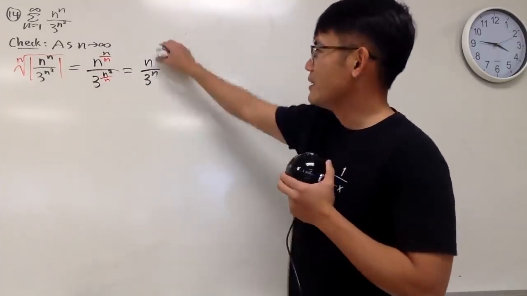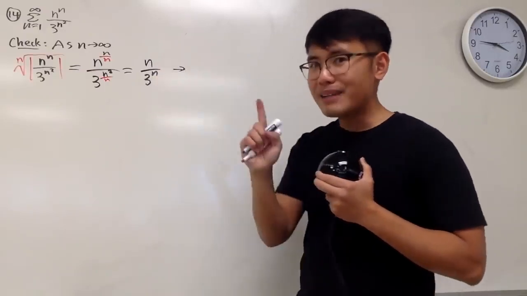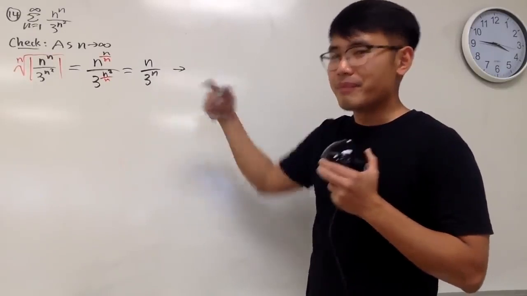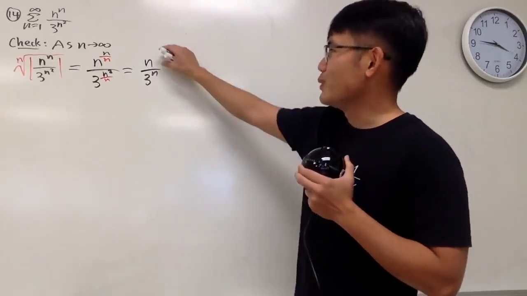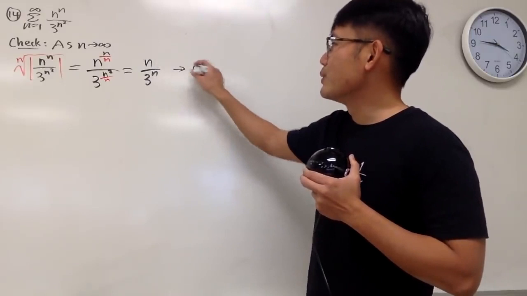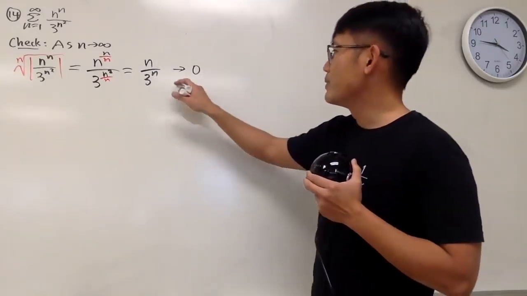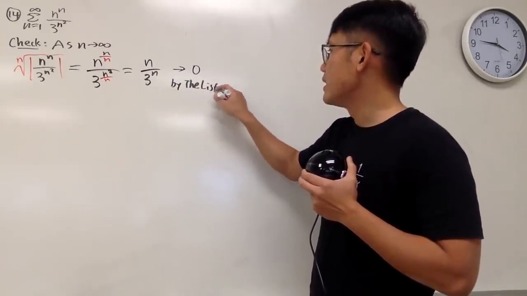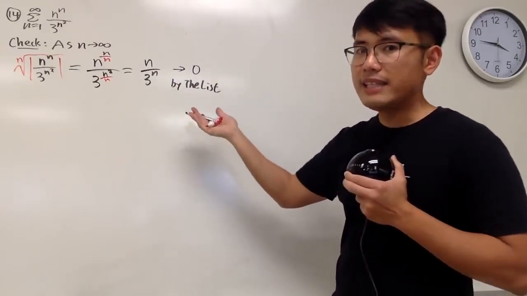And now, as n goes to infinity, can we draw any conclusion? Yes, we have infinity over 3 to the infinity power, but by the list, we know the top infinity is smaller than the bottom infinity. How much smaller? So small that when you divide this by that, you go to 0. And you can put this down and just say by the list. So that's pretty much the idea.